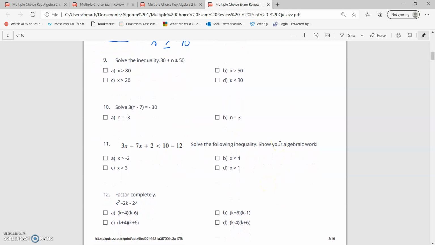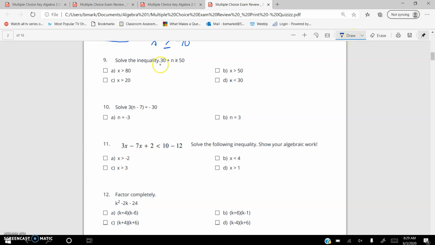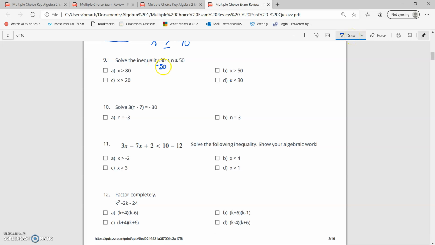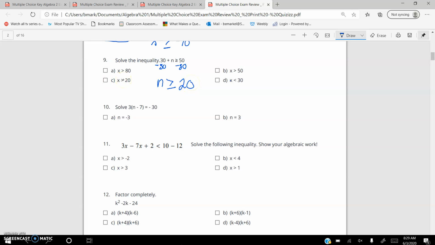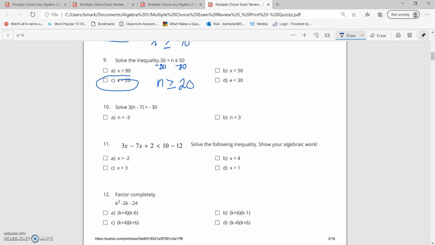Again, number 9, solve the inequality. I want the 30 on the other side. It's being added, so I'm going to subtract 30 from both sides. N is greater than or equal to 20. I didn't multiply or divide by a negative, so I'm not going to flip it. And apparently I forgot the or equal to on here, but since they all are missing them, I'd go with C.